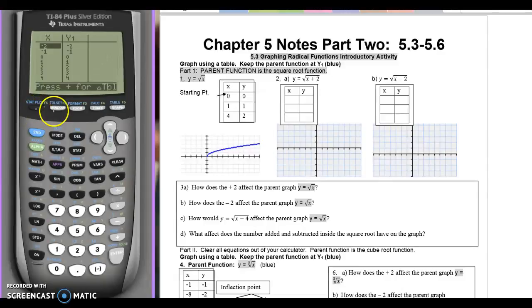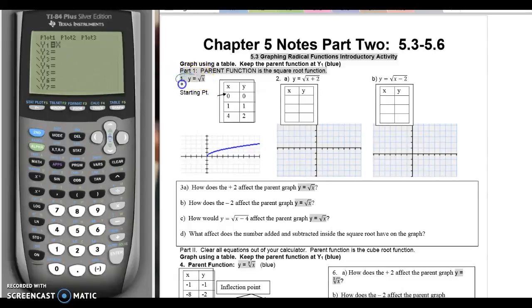Okay, so on this exploration, the parent function is actually already graphed here for us, but for the sake of comparing, we want this in our calculator as well. So our parent function is y equals the square root of x. Let's enter the square root of x into our calculator.